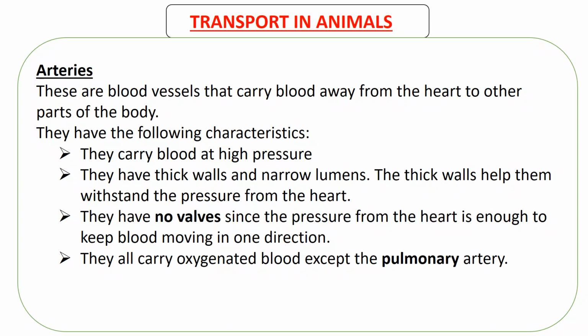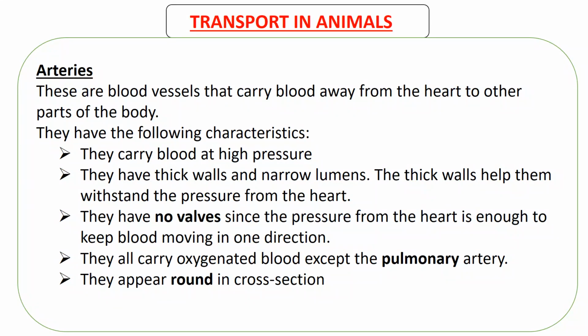Then they all carry oxygenated blood except the pulmonary artery. Why? Because the pulmonary artery carries blood from the heart to the lungs so that the blood gets oxygen and of course offloads carbon dioxide. So the carbon dioxide from the rest of the body is taken to the lungs and it is exchanged with oxygen. The blood vessel that does that, connecting the heart and the lungs, is the pulmonary artery. Like I mentioned, when you just see the word pulmonary, think of the lungs.